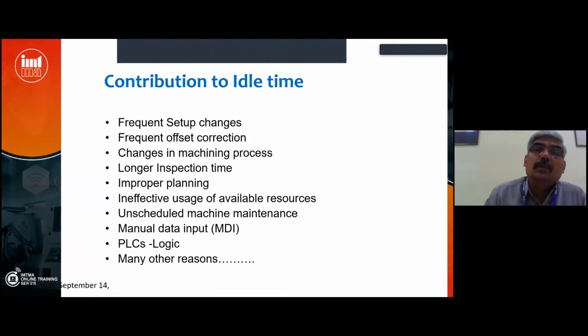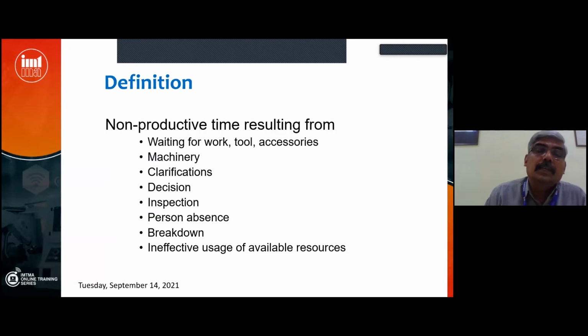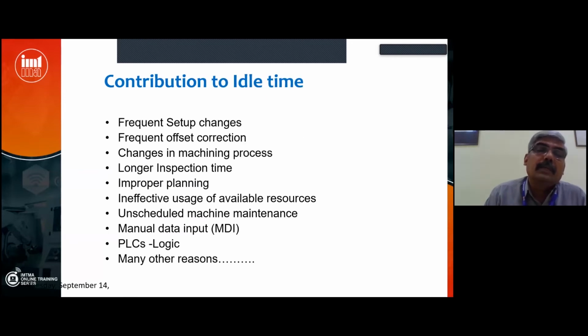And next is contribution to idle times, the definitions. In idle time, there are frequent setup changes, frequent offset corrections, changes in the machining process, longer inspection time, and proper planning. These are all things you know. And certain machines, like the ones you are given, with the BTP turret or whatever it may be, have their own indexing time, but they have an advantage also. But in a Mazak machine or some other machines, it indexes fast, but it has its own technology, its own cost again. So now I cannot change that. It will take its time.